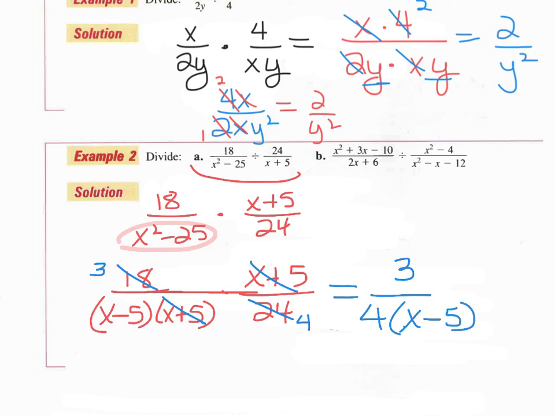You do not need to distribute. You can leave it in factored form. So I don't need to distribute the 4 to the x and to the 5. I would leave it just like this.